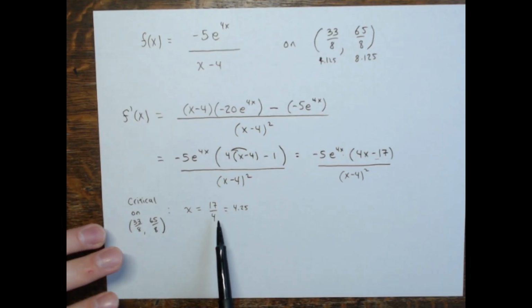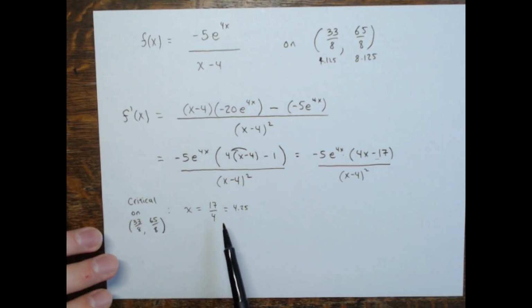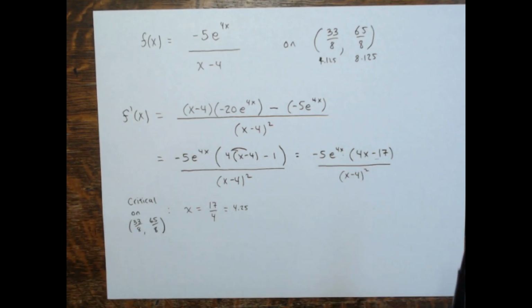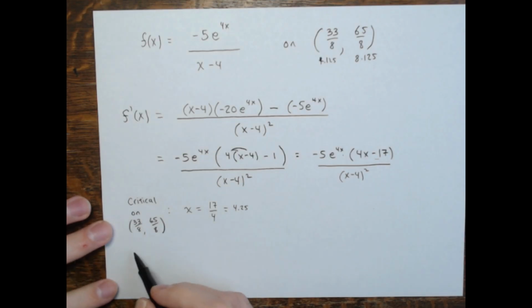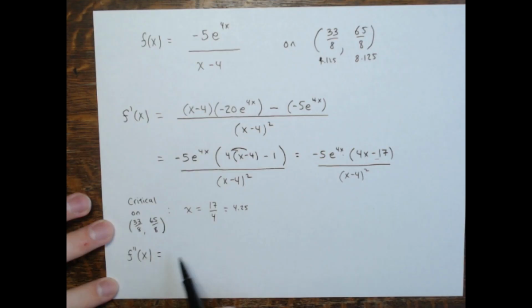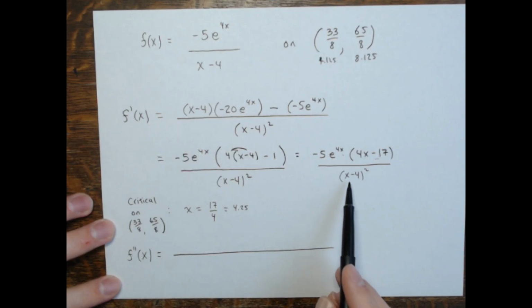So now what we're going to do is, again, the second derivative test. So I need to take this here, find the second derivative, and plug in my critical value and see if it's positive or negative there. All right, so second derivative. So once again, I'm going to do the quotient rule here. It's going to be ugly, but maybe it'll simplify nicely.